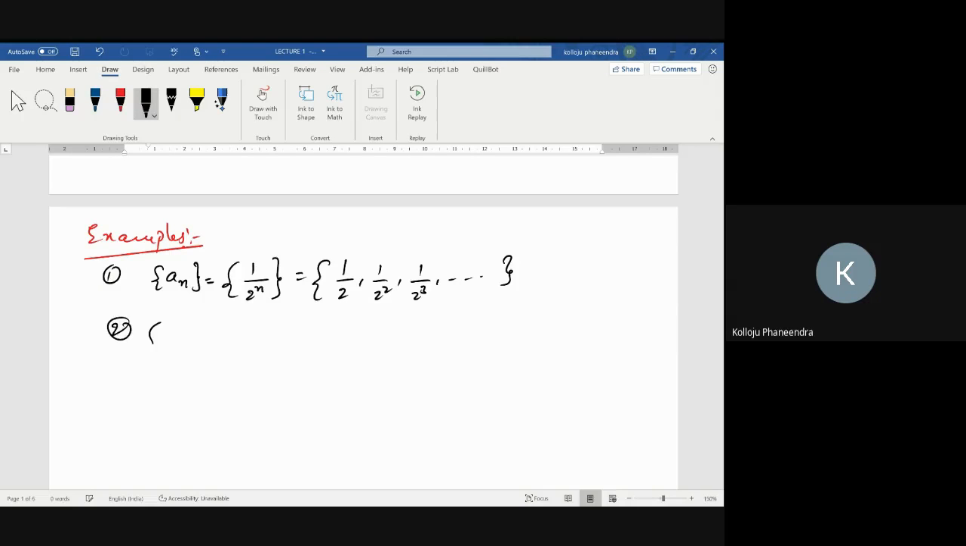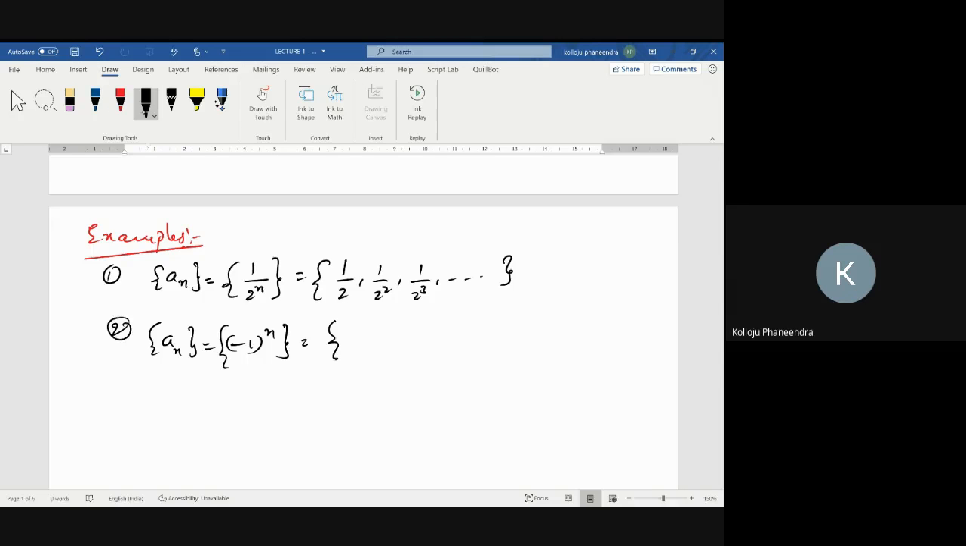If I write another one, a_n equal to minus 1 whole to the power of n. Minus 1 whole to the power of n. Is it visible? Yes, sir. Yeah. a_n equal to minus 1 whole to the power of n.